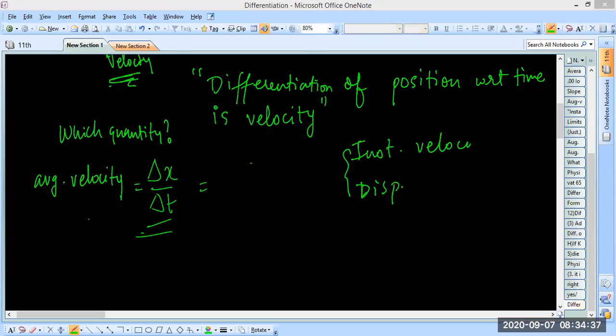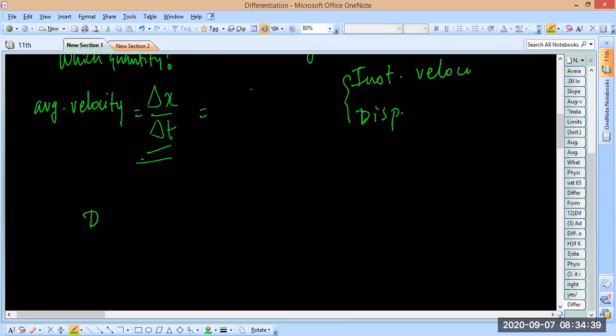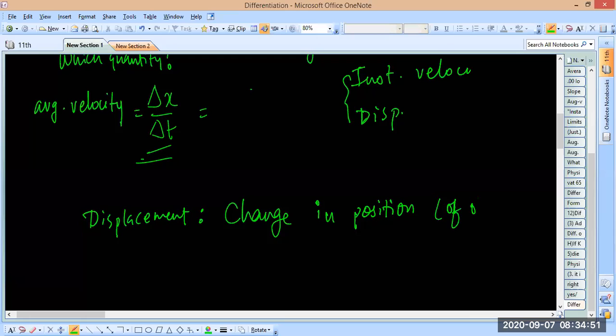The only correct answer is displacement's definition. Definition, everyone. Okay, displacement's definition is change in position of the object, right? We all understand it is of the object only, not of the observer, right? Okay, fine.